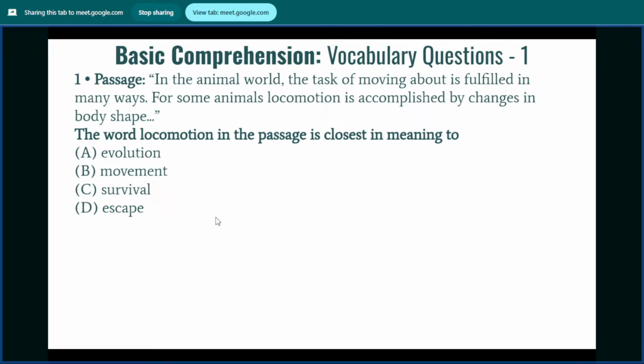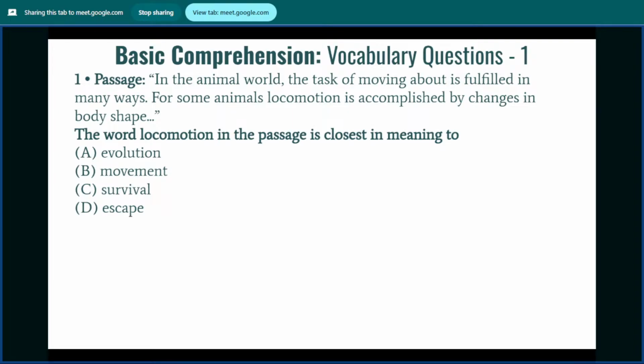Now try doing this question quickly. Done? Okay. Tell me your answers. B, movement. Very good. And Daksh? Well, movement. That's the correct word over here.